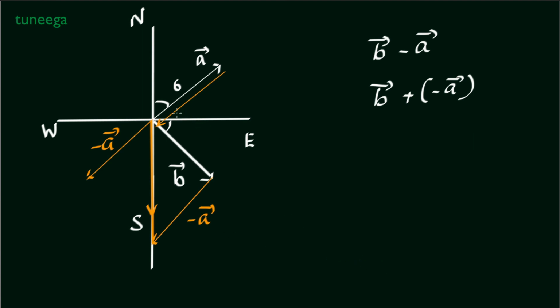Let's do a little bit of geometry. This is 45 degrees. So this is 45 degrees. This is 45 degrees. So that is 45 degrees. That means this is 90 degrees. So we can use Pythagoras theorem. This is 6 units long and minus A is also 6 units long. So the answer is 6 root 2 meters south. Remember, you have to give the direction also. So that is B minus A.